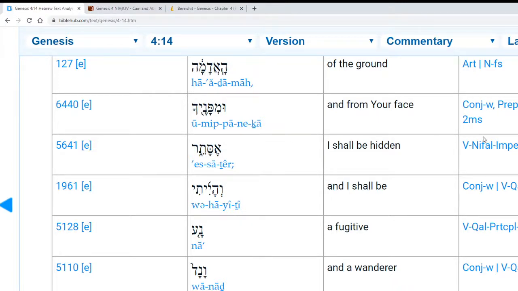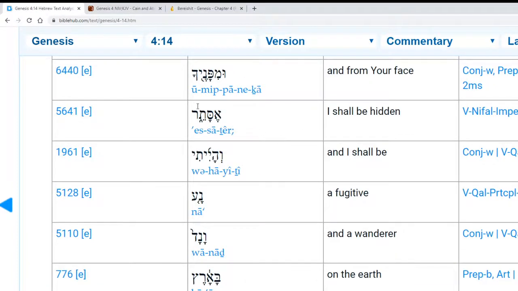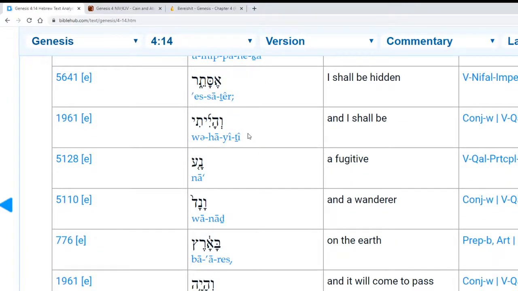Esater is actually in the nifal, the passive, right? Nifal, based on the vocalizations. Vehaiti, so the vav is the conjunctive vav. Haiti, written bemiluin, you'll see it actually has two yuds, right?